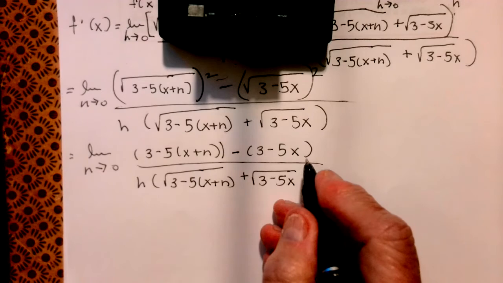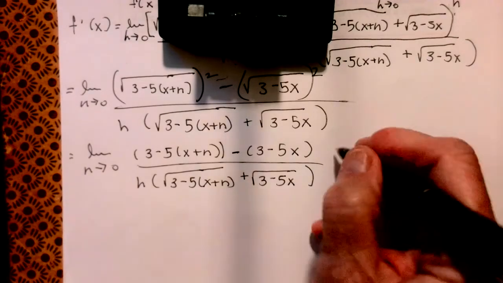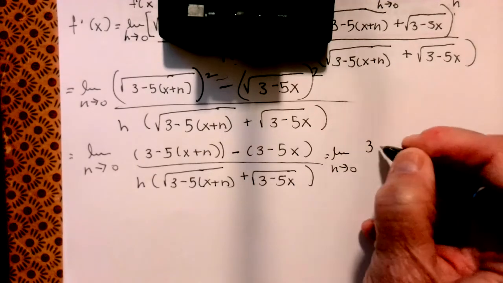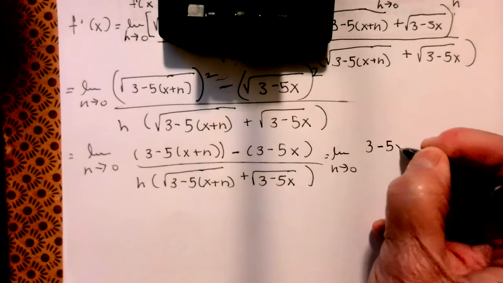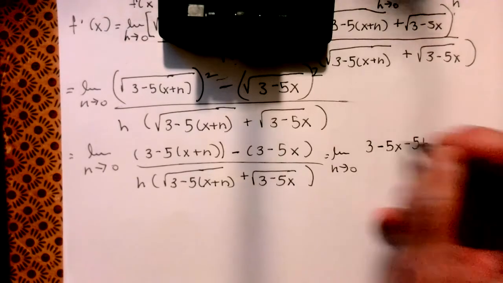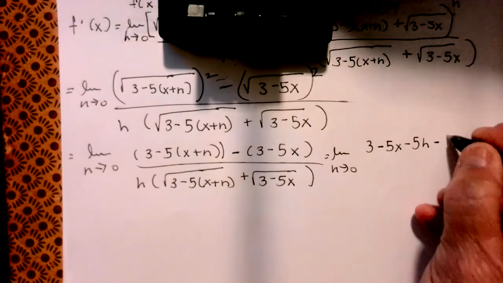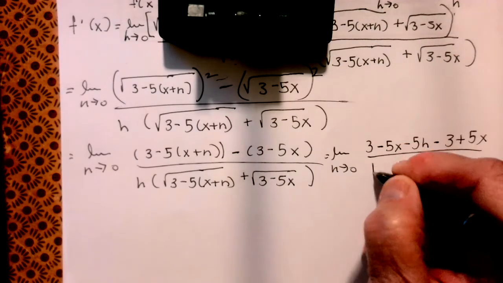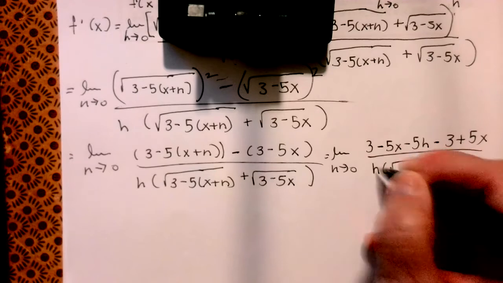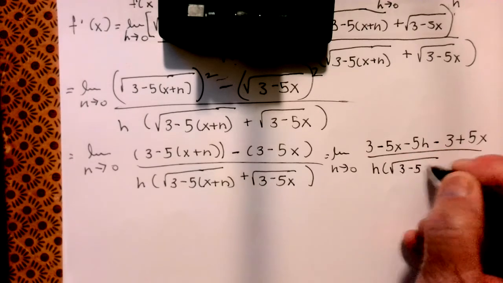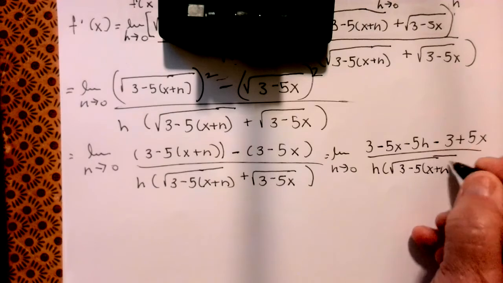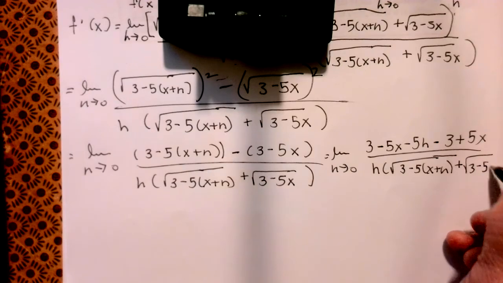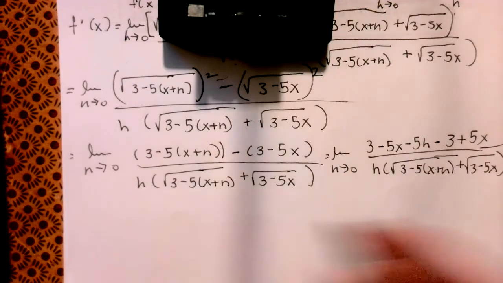So what we're going to do now is distribute all of this. So I'm going to have, let's write it right here, limit as h goes to 0, a 3 minus a 5x minus a 5h. And then I'm going to distribute the minus sign, so I have a minus 3 and plus a 5x. And then I've got all that stuff in the denominator. We're wanting this h to cancel. No need to distribute or anything in the denominator right now, or maybe ever in this problem anyways. So let's see what's going to cancel.